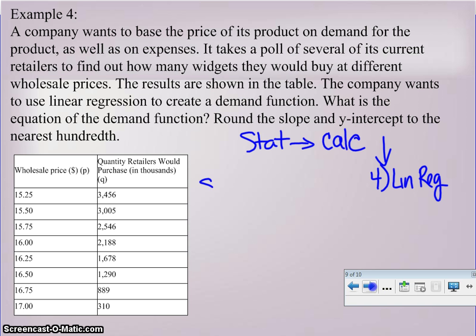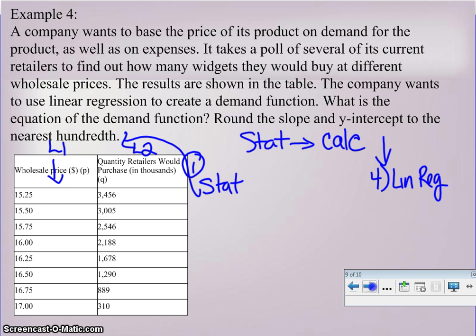But that's our second spot. First thing that we have to do is go ahead and hit stat. So this is our first step right here, stat, and then we're going to hit edit, which is just enter, and we should see a bunch of lists. Where it says L1, we're going to enter all of the values that are under the left-hand column, listed as wholesale price. The second column, we're going to list under L2.